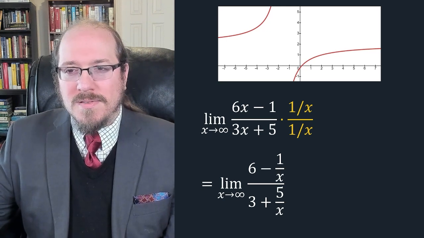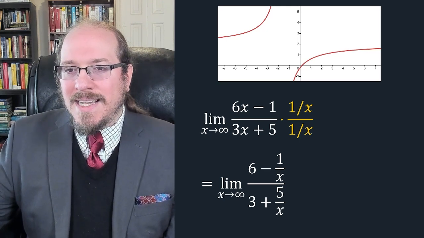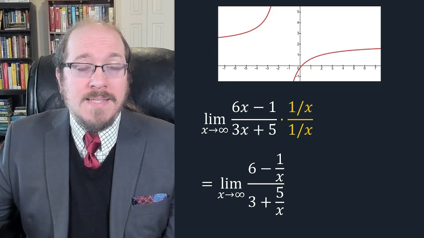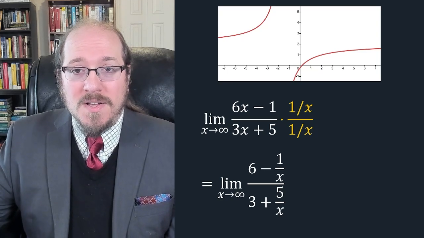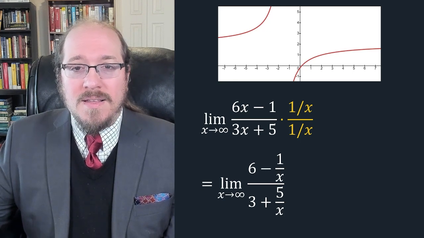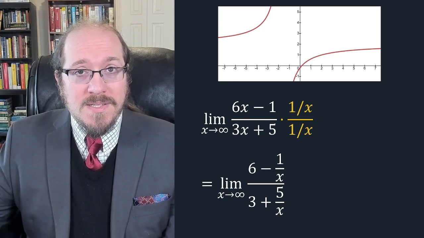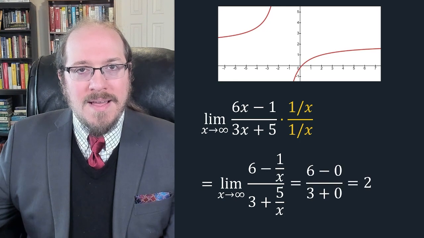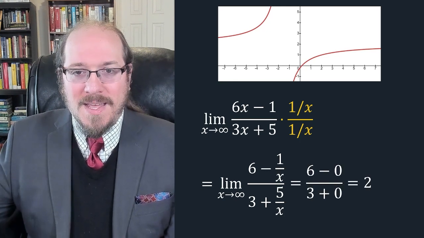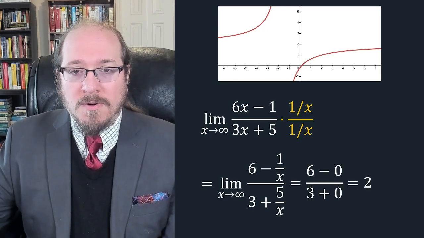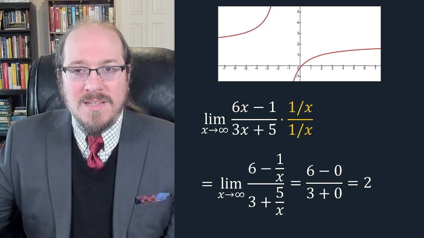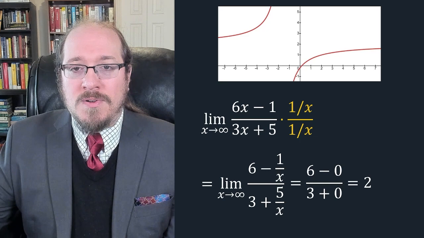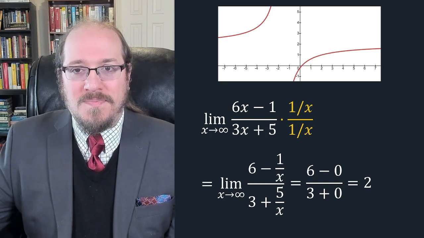How does that help us? Well, now as x gets really large, 1 over x gets really small, and so does 5 over x for that matter. So as x approaches infinity, the two fractions here approach 0. So in the limit, they'd be 0. That leaves us with 6 over 3, which does in fact equal 2 as expected. So the limit of f of x as x approaches infinity is 2.